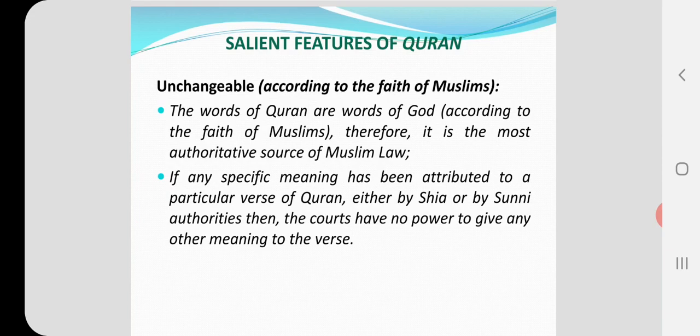And as far as the meaning of any specific verse is concerned, it is very important to note that if any specific meaning has been attributed to a particular verse of the Quran, either by any Shia or by any Sunni authorities, then the courts have no power to give any other meaning to the verse. So only that meaning is to be taken into account, even by the court, which has been attributed by Shia or Sunni authorities to that particular verse.